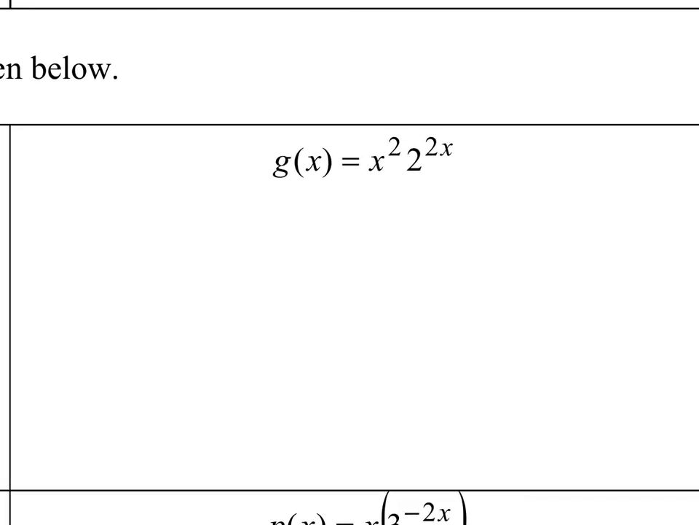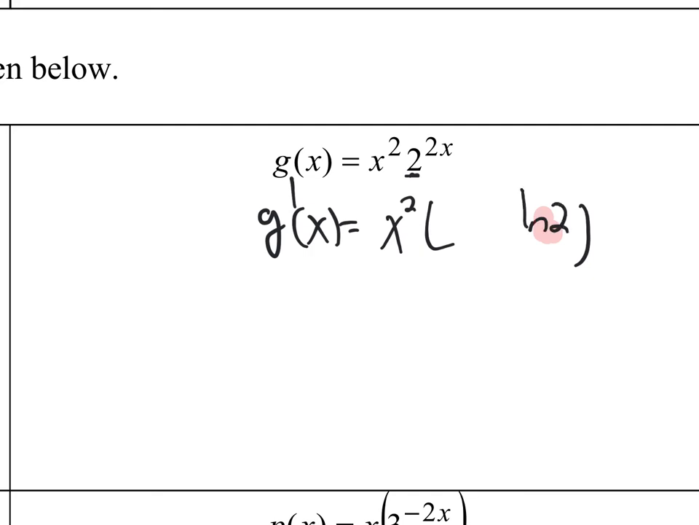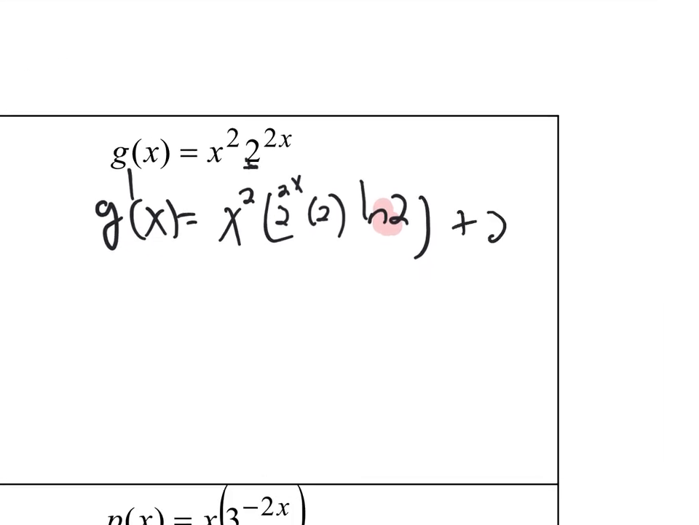Okay, product rule with a base 2, not base e. So g prime of x is the first times the derivative of the second, which is going to require the natural log of 2. Natural log of 2 will definitely be part of the answer because it's base 2. So it's 2 to the x, that's a to the u times du times 2, plus the second, 2 to the 2x, times the derivative of the first, which is 2x.